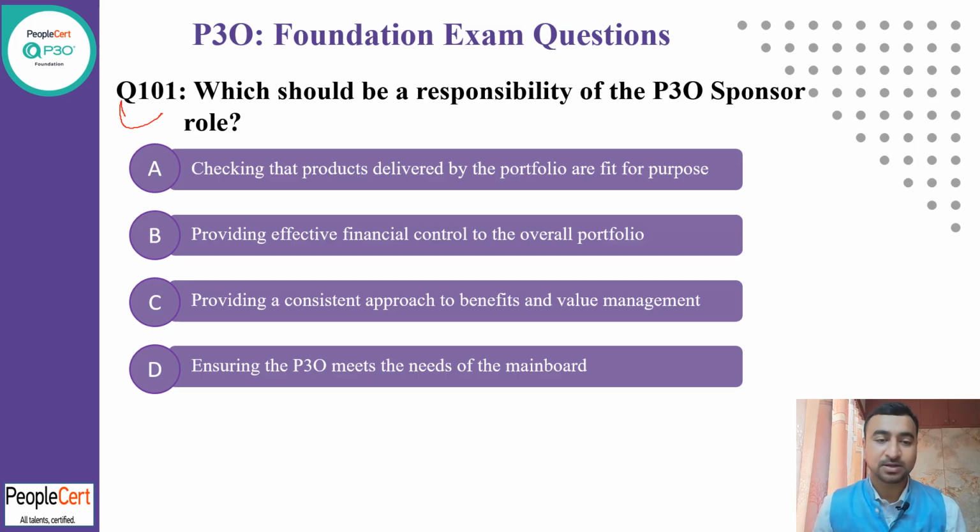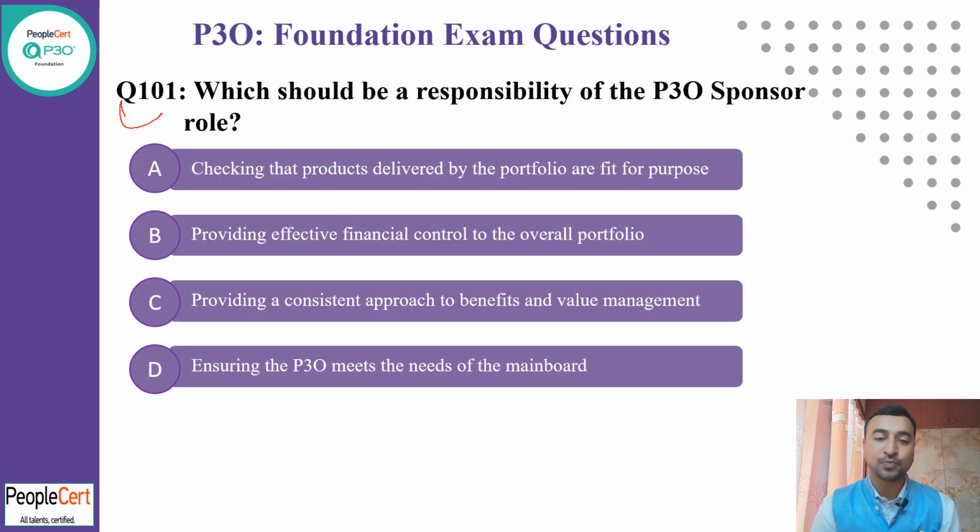Now your options are: A, checking that products delivered by the portfolio are fit for purpose. Option B, providing effective finance control to the overall portfolio. Option C, providing a consistent approach to benefit and value management. And option D, ensuring the P3O meets the needs of the main board. Now take a pause, write what you guess should be the responsibility of the P3O sponsor, and you can write that in the comment section so that we can evaluate.